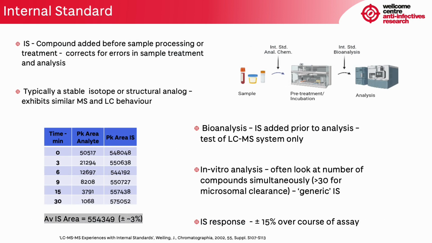So why do we add an internal standard in in vitro assays? Well, if we look at analytical chemistry, the internal standard is added to the sample prior to any sample pre-treatment or preparation and is used to correct for any losses that occur during those procedures or indeed during the analysis. The internal standard is chosen to have physicochemical properties as close as possible to the analyte, often a stable isotope labeled compound or a structural analogue.